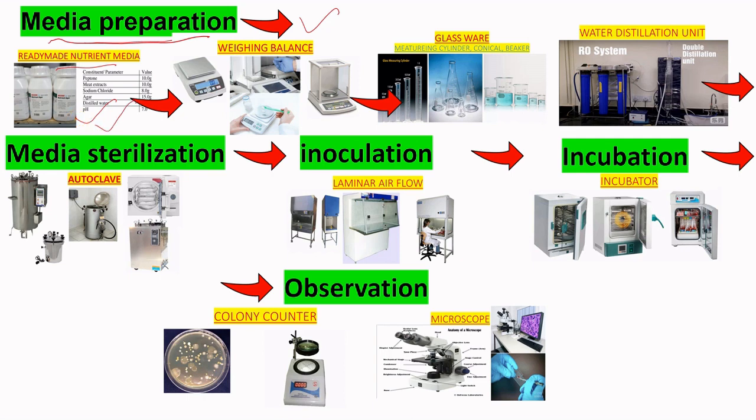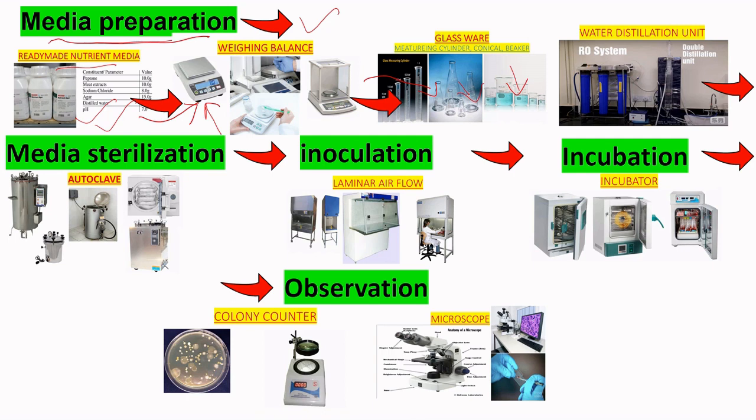We will take the particular ready-made media for growing the particular microorganisms, and then we will weigh that media in a weighing machine. After weighing the particular quantity of the ready-made media, we will pour it in a measuring cylinder, conical flask or beaker.